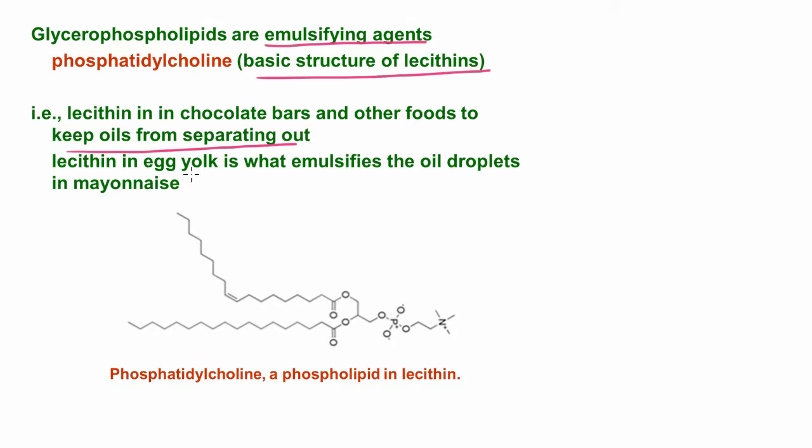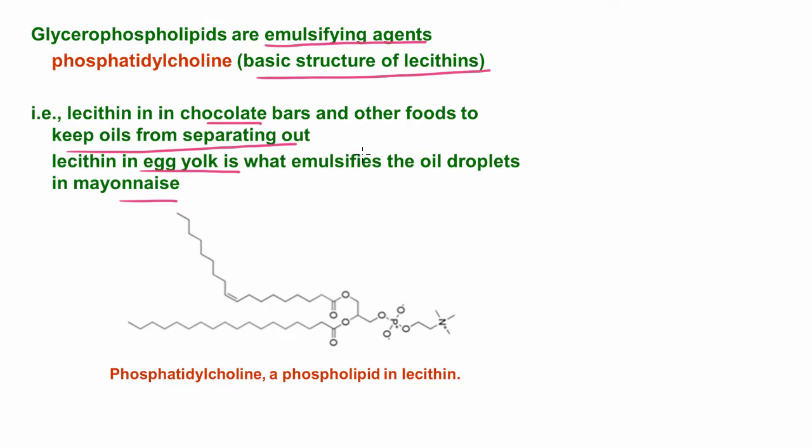So, for example, you can make mayonnaise using egg yolks and oil, and the oil is not soluble in the yolk, but basically if you use your food processor and you add the oil slowly, what you end up with is a mayonnaise. Okay, so it's the lecithin in the egg yolk that emulsifies those oil droplets in the mayonnaise. Think about a chocolate bar.